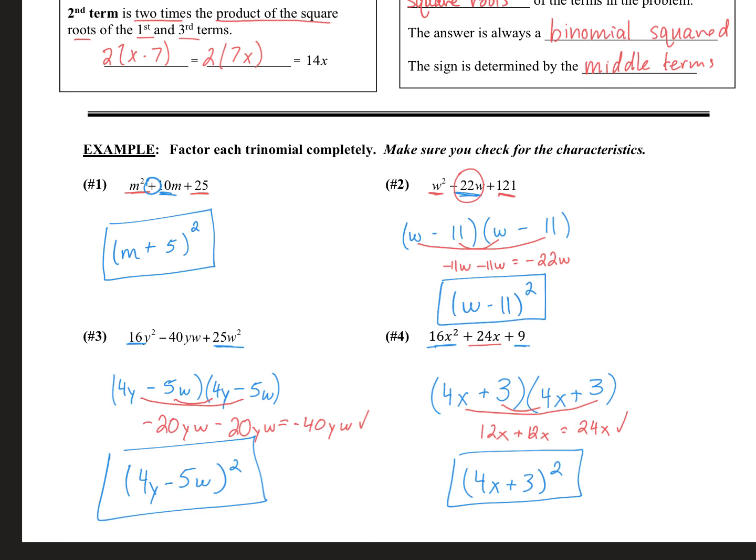So all we're really doing for these is checking, is that first term a perfect square? Is that third term a perfect square? If it is, then we write our factored form, then make sure that we're getting that middle term. And if we do, then we can finally write our answer as a binomial squared.